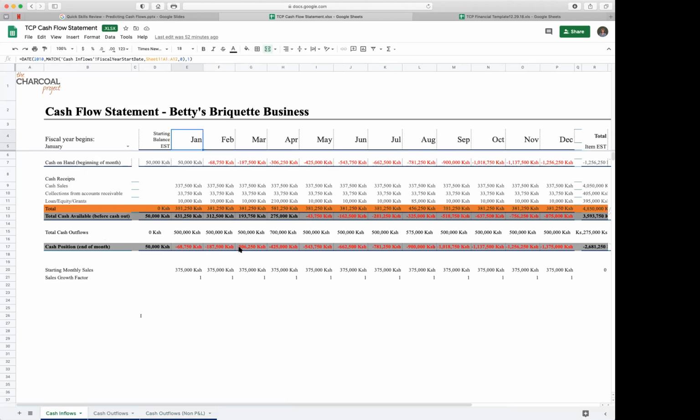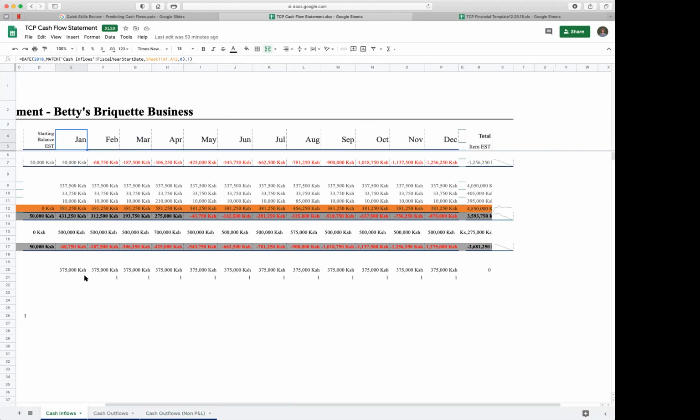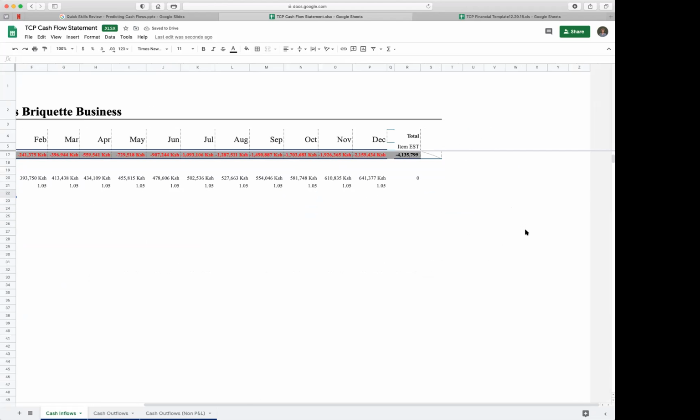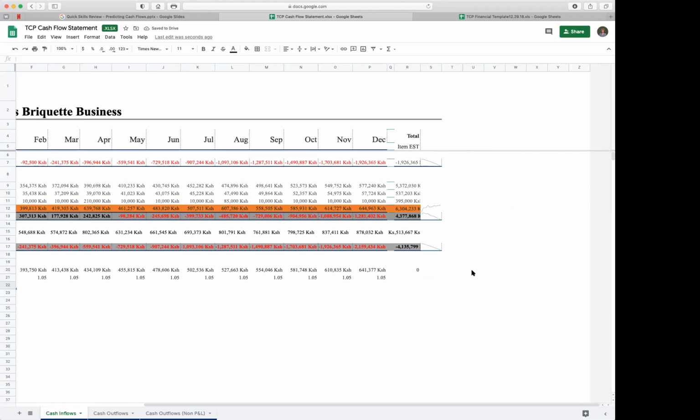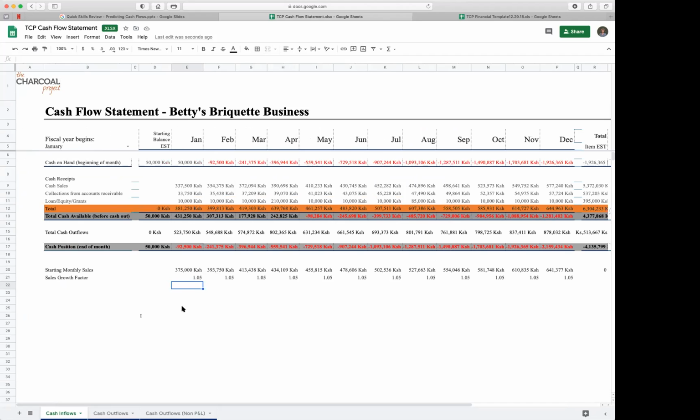Whoa, negative right away, right? Hate to see all that red, but it's there. So what happens if I make her grow faster? It gets worse. Let's see if I can change this so that she grows 5% a month, which doesn't seem like a lot to grow on. Then she has an even much bigger negative cash position at the end of the year, right?